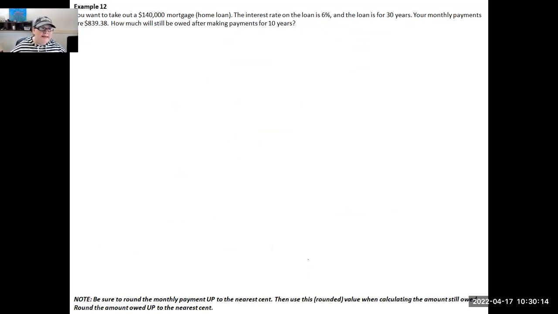Example 12, you want to take out a 140 grand mortgage. Okay, the interest rate is 6%, the loan's for 30 years. Your monthly payments are given, and they tell us what our monthly payments are. How much will still be owed after making payments for 10 years?